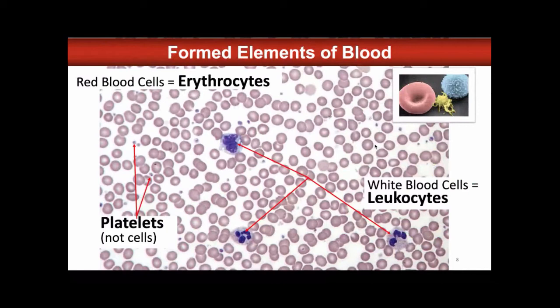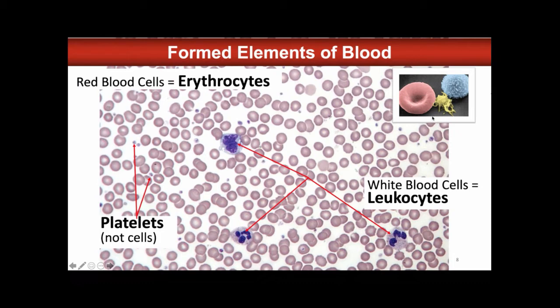Okay, so there are three different formed elements of the blood. And so we've got erythrocytes, which are red blood cells. And this is from a blood smear, so things are more or less in a single layer. There's a little overlap in some cases. And what looks like a hole in the middle of these red blood cells is actually the concavity.